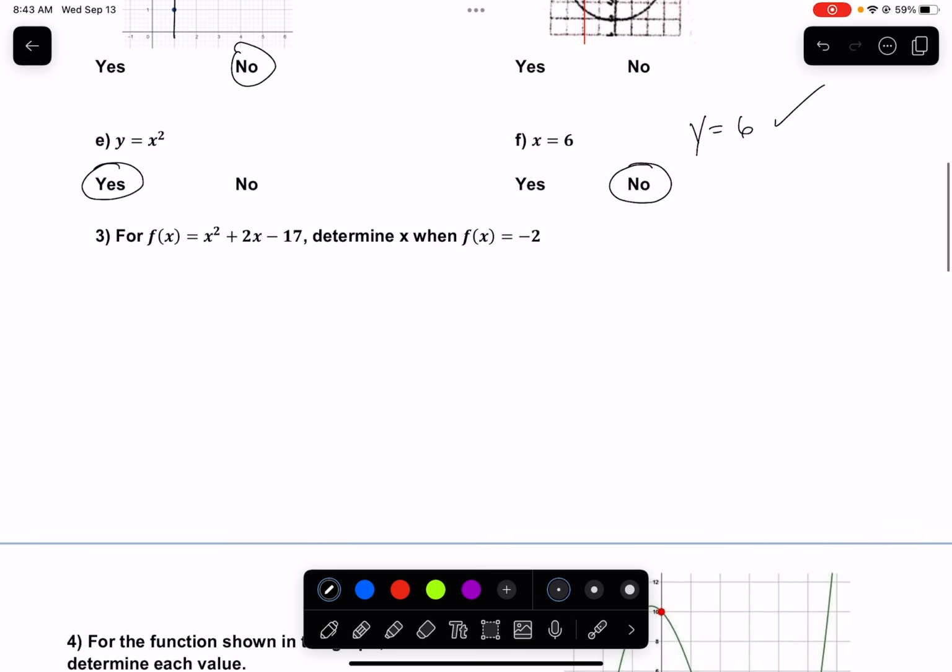All right. What is this telling you to do? Bryce? Find x when y equals negative 2. So basically when the value of the function is negative 2, solve for x. Anywhere you see f of x as a piece, you're going to replace the f of x with negative 2. So I'm going to get negative 2 is equal to x squared plus 2x minus 17.